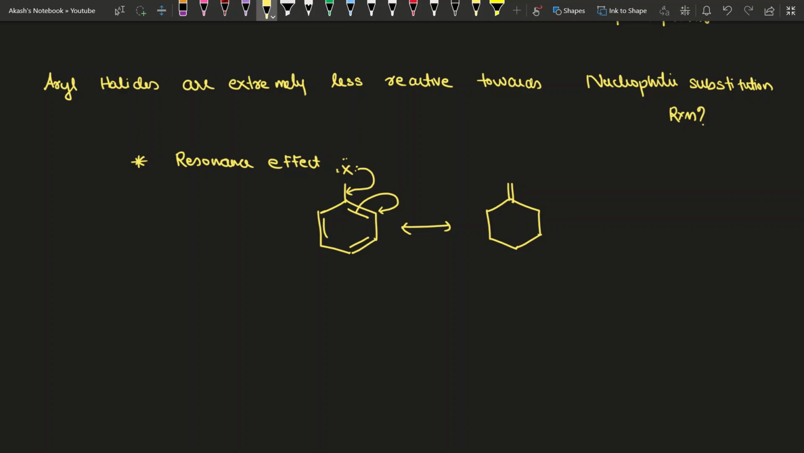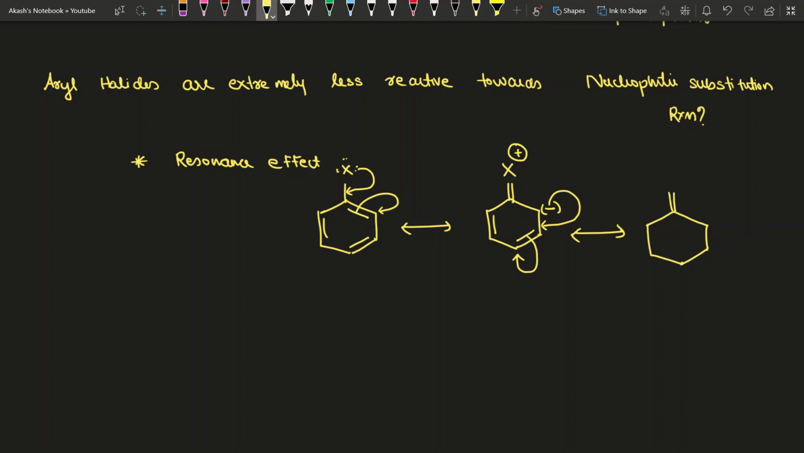The lone pair of electrons in the halogen is utilized for the partial double bond formation. The halogen will get a partial positive charge. As the bonded electrons shift towards this carbon, the carbon will get a negative charge. In the next step, this negative charge can form a bond between these two carbons. As a result, this bond will get shifted and a negative charge will accumulate on this carbon. So the next resonating structure will be like this.